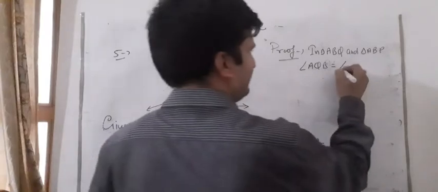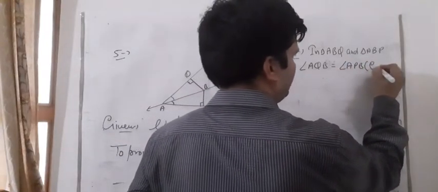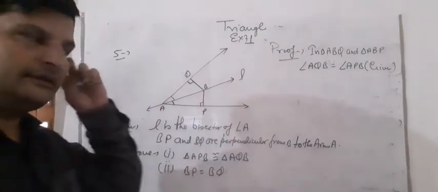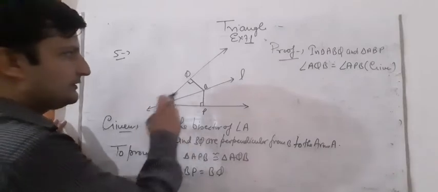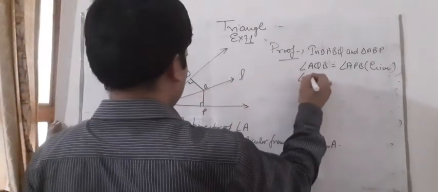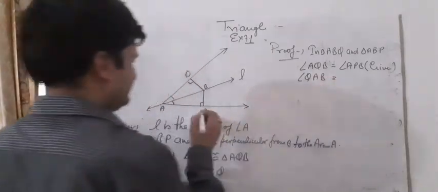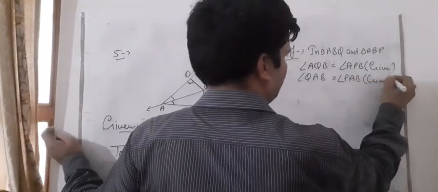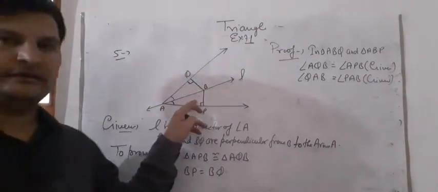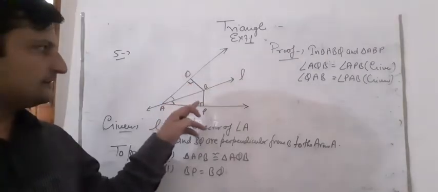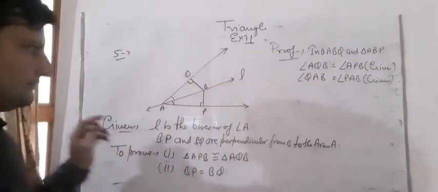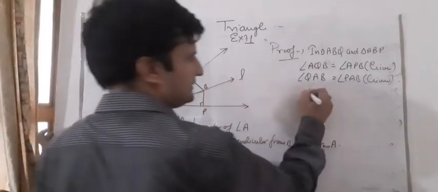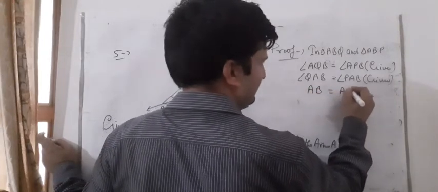In triangle ABQ and in triangle ABP, what we can say that angle AQB is equal to angle APB. It is given in your book that these two angles are of 90 degrees each, and line L is the bisector of this angle, so we can say that angle QAB is equal to angle PAB. It is also given. Now in these two triangles AB is common. AB is for this, AB is for this. We can say that AB is equal to AB.